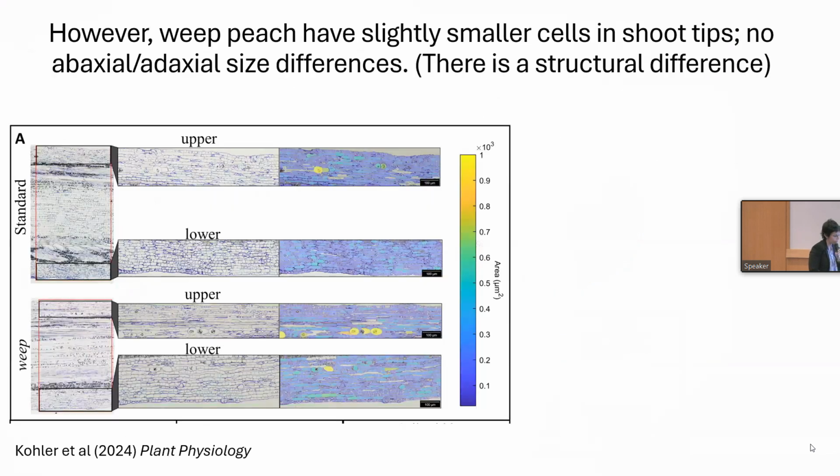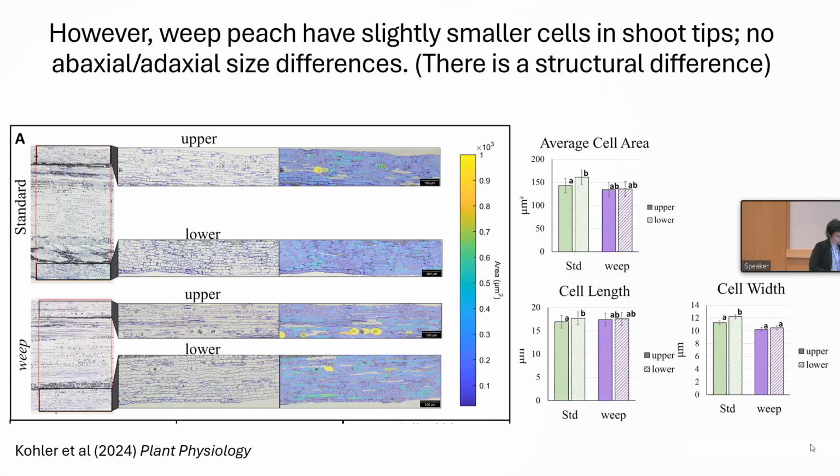It was pretty stiff. There were slightly smaller cells in the shoot tips, and this took a lot of sectioning and a lot of different ways of sectioning to figure out. Ultimately, we did plastic sectioning for this and looked at area and cell length and cell width in regions. You have to get the shoot tip at a certain spot and a certain type of branch, and we found that there were slightly smaller cells in the weeping trees, and there was no difference between top and bottom. So adaxial, abaxial side differences were found in standard.